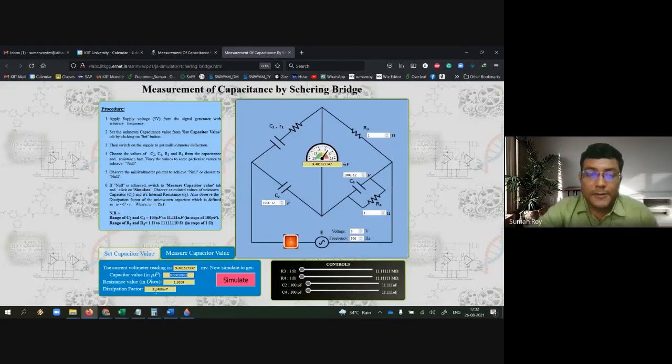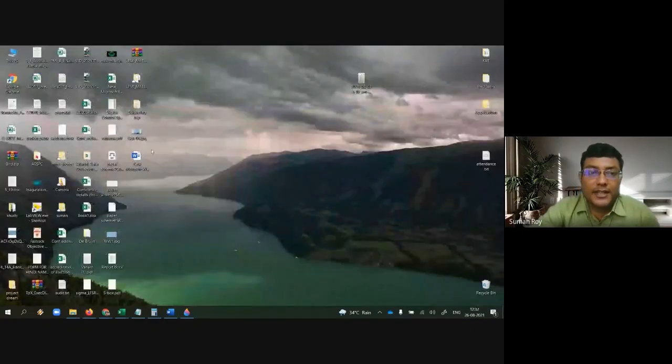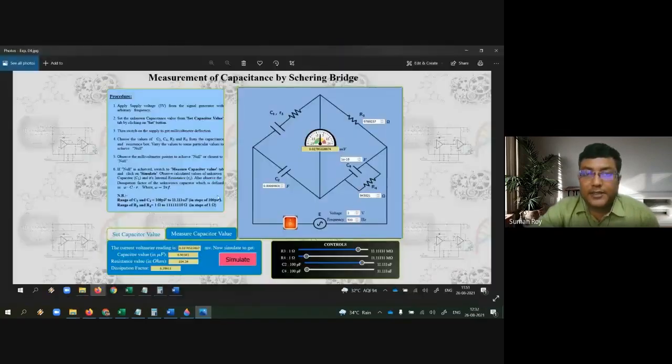So I can show you a correct value after trial, as an instance. For example, this one I have already performed earlier, and this is the result. Where for 1 microfarad, I got the null position here, and this is the calculated value of the capacitance. It is showing 1 microfarad. Okay, it's almost correct.